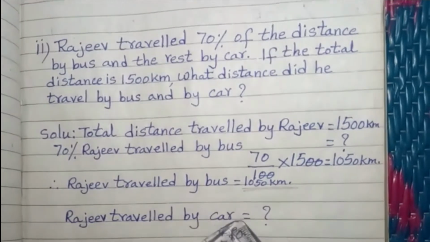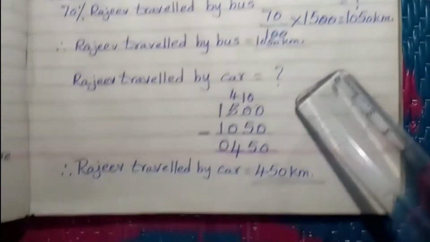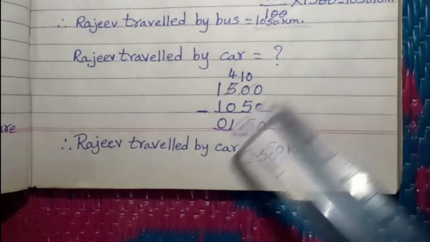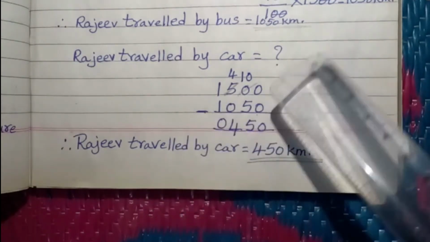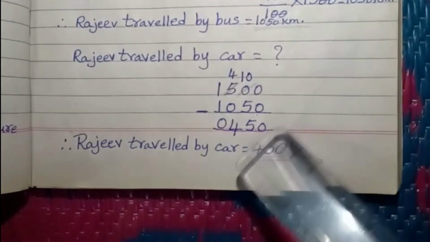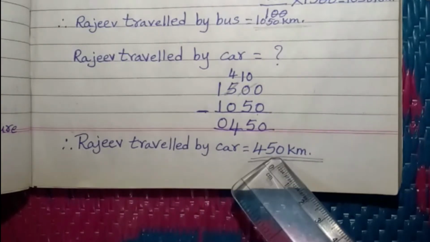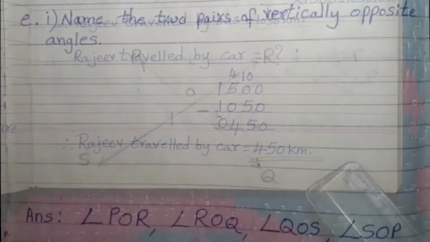Rajiv travelled by car is equal to how much? Now we have to do the subtraction: 1500 kilometers minus 1050 travelled by bus. So the answer is 450. So Rajiv travelled by car is equal to 450 kilometers.